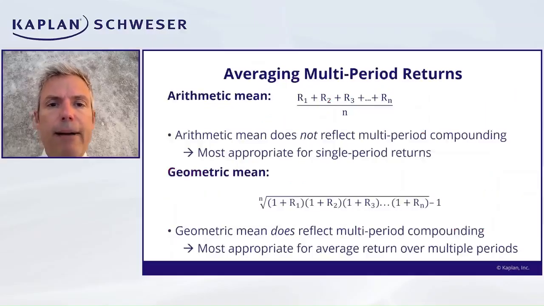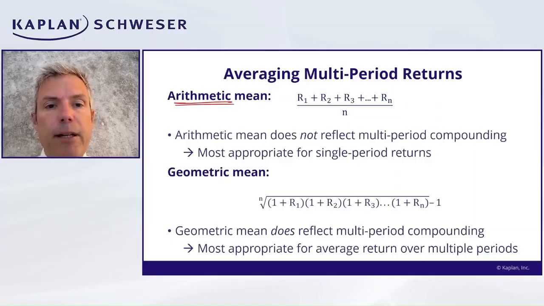All right, thinking about averaging returns over multiple periods. There are different ways of taking averages. They have different features and some are more useful than others. The most basic way of taking an average, as you know, is the arithmetic mean. It's what most people do when they're asked to calculate an average. Just add up the returns and divide by the number of them.